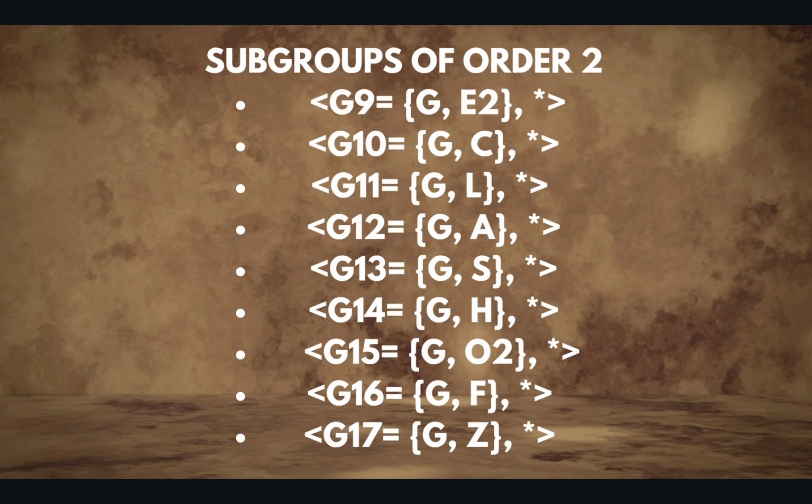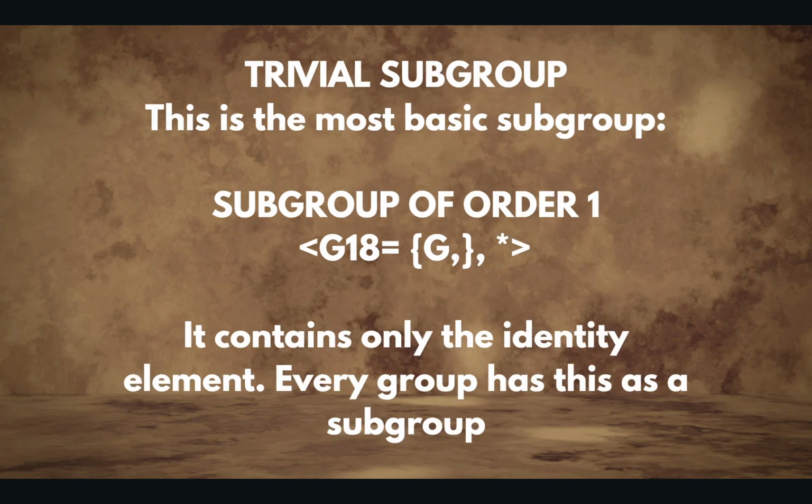And for our trivial subgroup, which is the subgroup of order 1, we have G18 equal to G, which is our identity.